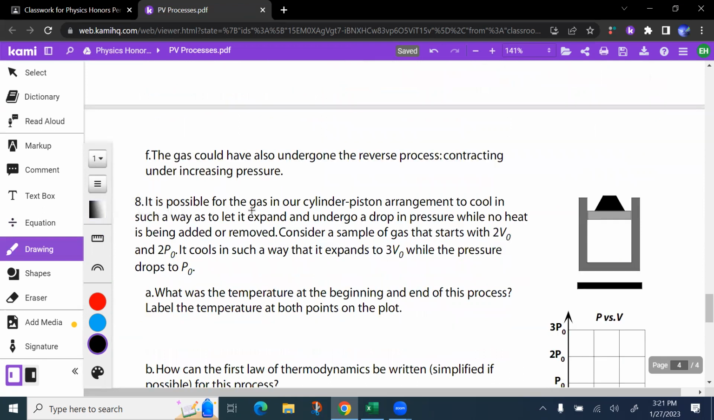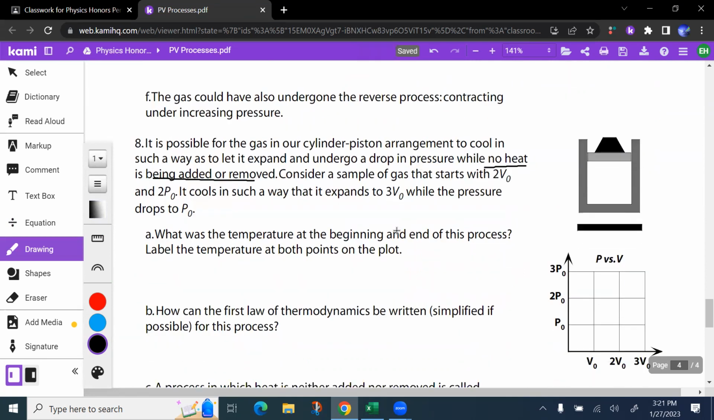Part 8. It is possible for our cylinder piston arrangement to cool in such a way as to let it expand and undergo a drop in pressure while no heat is added or removed. Consider a gas that starts at 2 P naught, V naught, right here, and you can see that its corresponding temperature would be 4 T naught. It cools in a way that it expands to 3 V naught at a pressure of P naught, which is right down here. Now, that's going to cool to a temperature of 3 times 1, or 3 T naught. So you can see the temperature drop.